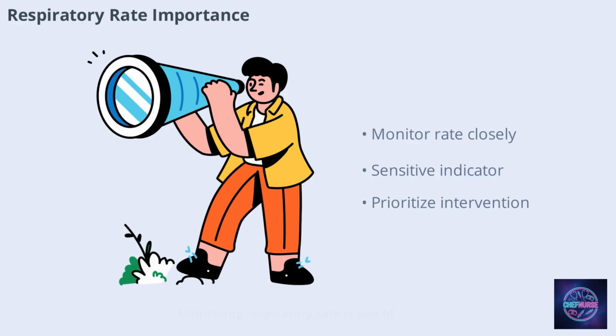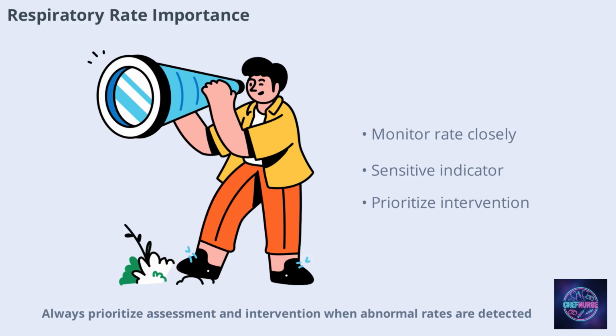Monitoring respiratory rate is one of the most sensitive indicators of patient deterioration. On the NCLEX, a sudden increase or decrease in respiratory rate should alert you to possible respiratory compromise. Always prioritize assessment and intervention when abnormal rates are detected.